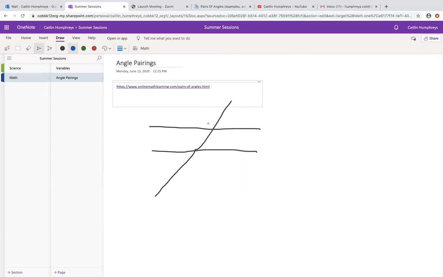So if you look, this is an angle. This is an angle. Switch my color so we're clear. This is an angle. This is an angle. To further complicate the situation, you can go this way, and this is an angle. This is an angle.